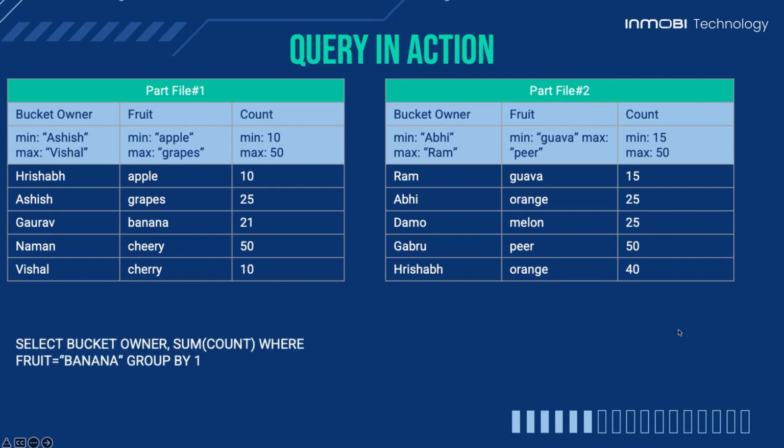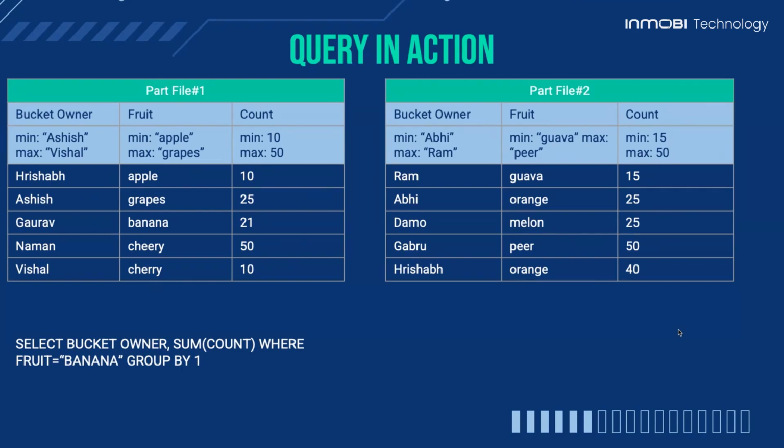Now, suppose there is a query which says get me the data where the fruit is banana, and you need to find the bucket owner and the sum, mainly how many banana owners are there and how many bananas they are holding. This is the query that you have to do.